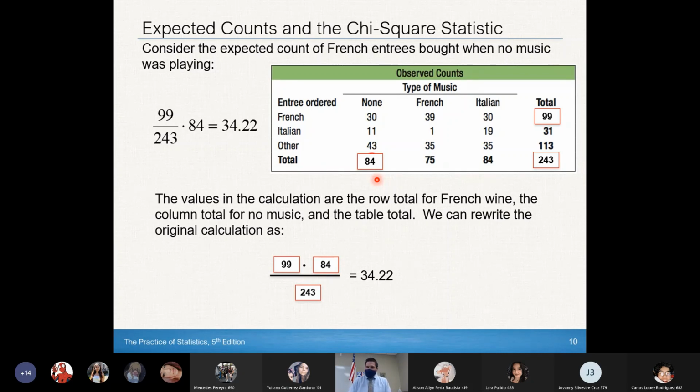Is there anything I can clarify about this calculation? Good. Does anyone need a moment to write anything down?